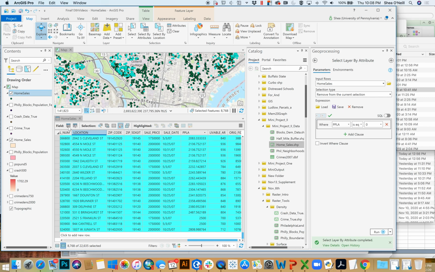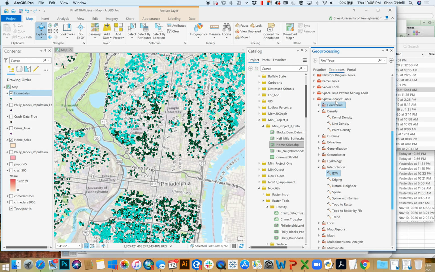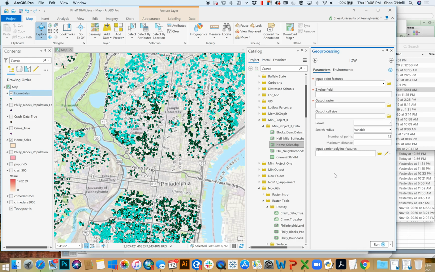All right, so I've got my 8,700 or so homes that I'm going to use this for. And IDW is located under Spatial Analyst, Interpolation, IDW. It stands for Inverse Distance Weighted. And really what it means is your proximity to me influences your weight upon me.